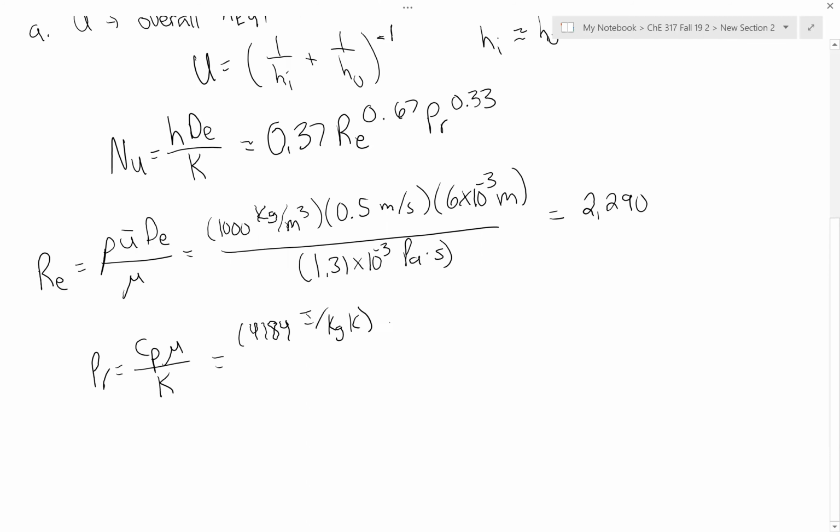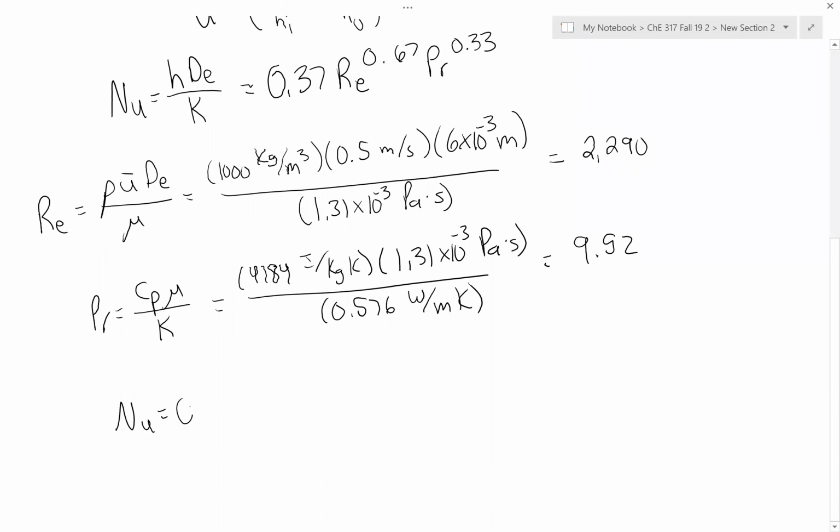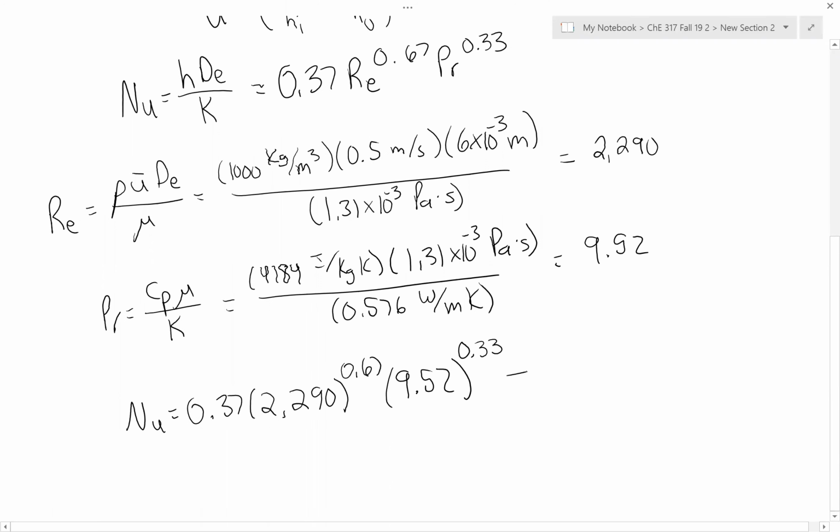With this, I can now calculate our Nusselt number as 0.37 times 2,290 to the 0.67 times 9.52 to the 0.33, which is equal to 139.